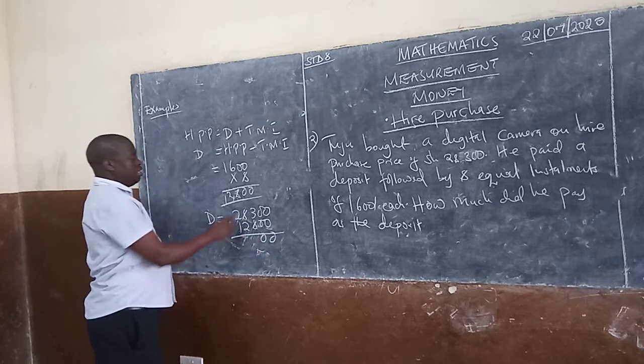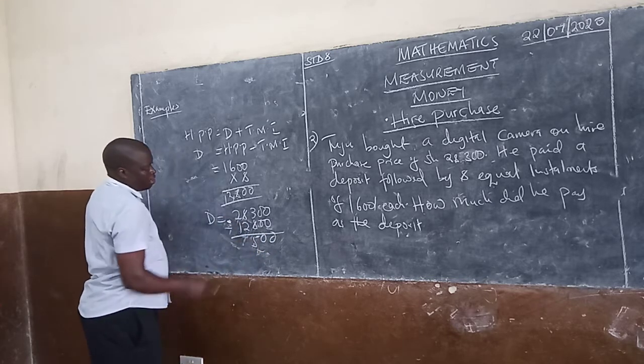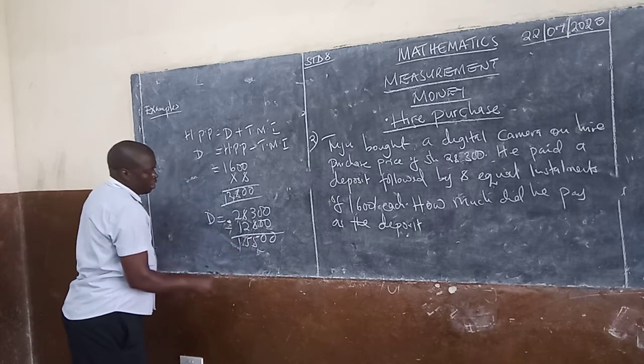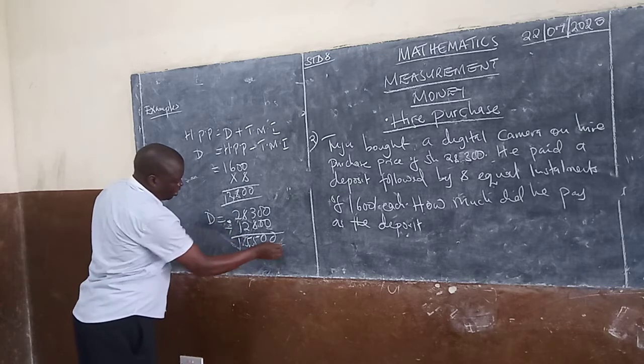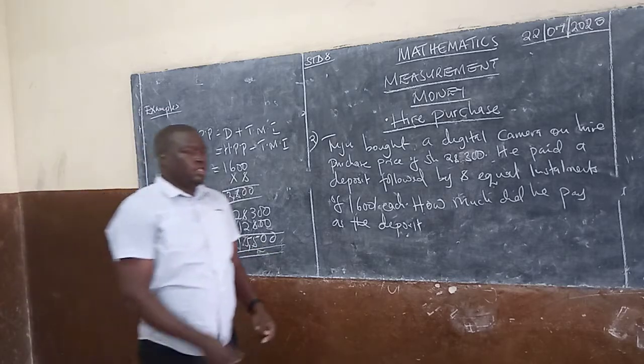0, 0. That is 13 minus 8. We are talking about 5. 7 minus 2, 5 again. Then 1. So our deposit is 15,500.